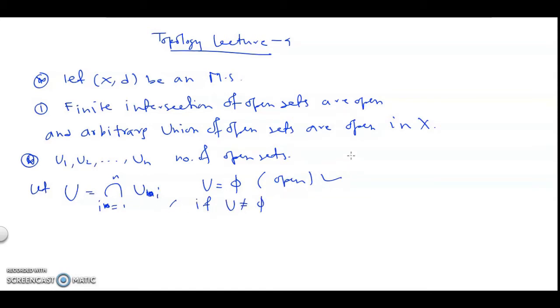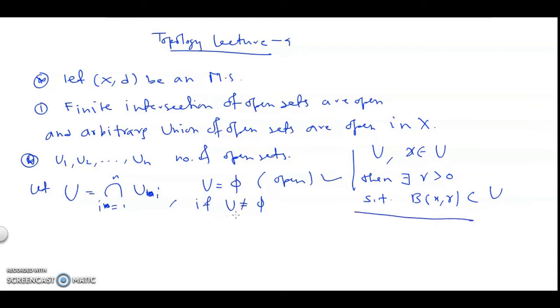Now for open, I have defined that any U is said to be open if we take any x belongs to U, then there must exist some r, that is a radius, greater than 0, such that B(x, r), an open ball around x with radius r, is totally contained in U. Then only you will be said as an open set. This is the definition for an open set. Now this U is actually the intersection of Ui, i equal to 1 to n. Now we have to prove this U is an open set.